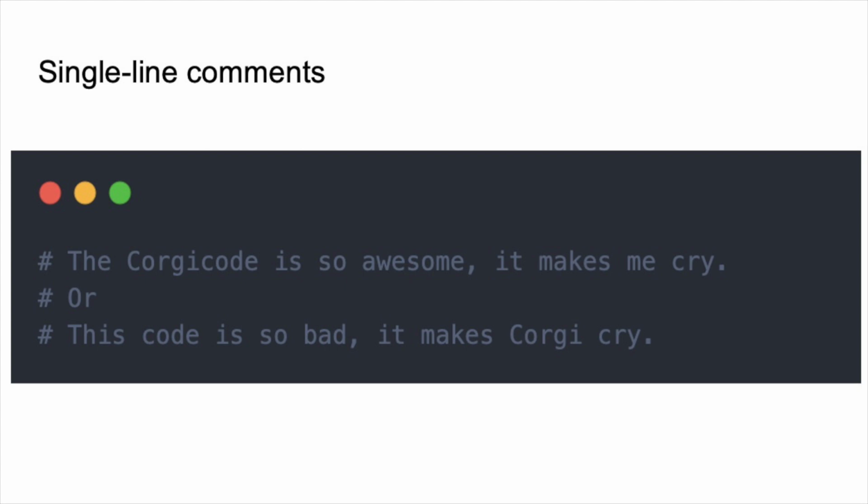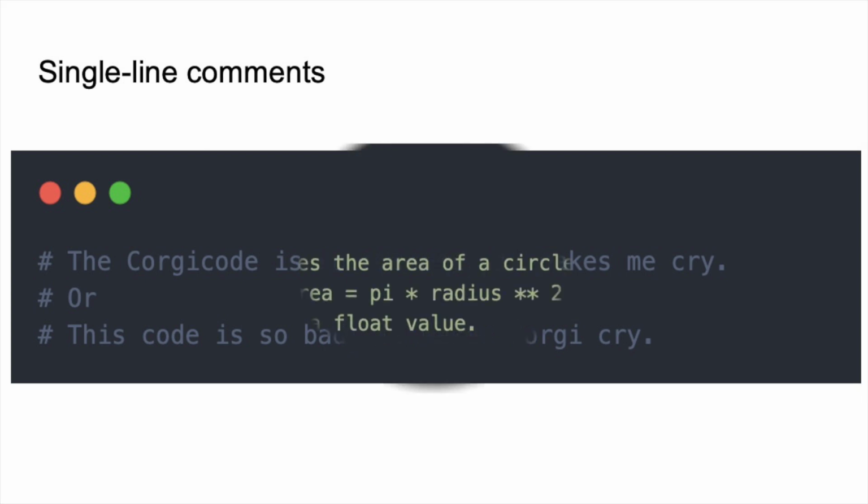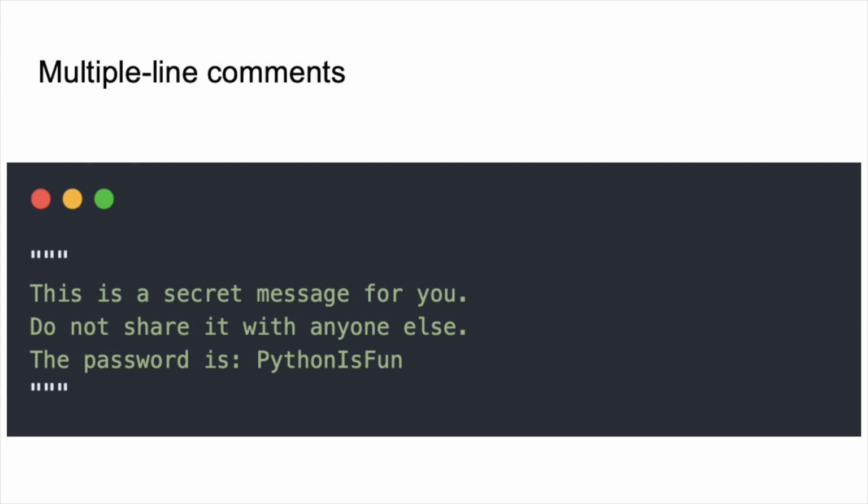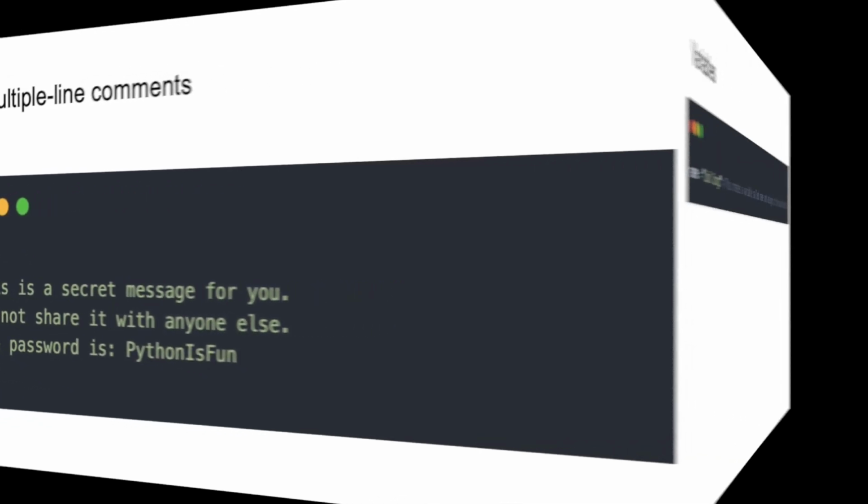This is a single-line comment. It starts with a hash, pound, symbol and ends at the end of the line. You can write anything you want here, such as jokes, insults, or secrets. This is a multi-line comment. It starts and ends with 3 double quotes. You can write anything you want here, as long as it is within the quotes. You can use this type of comment to write longer explanations, descriptions, or documentation.